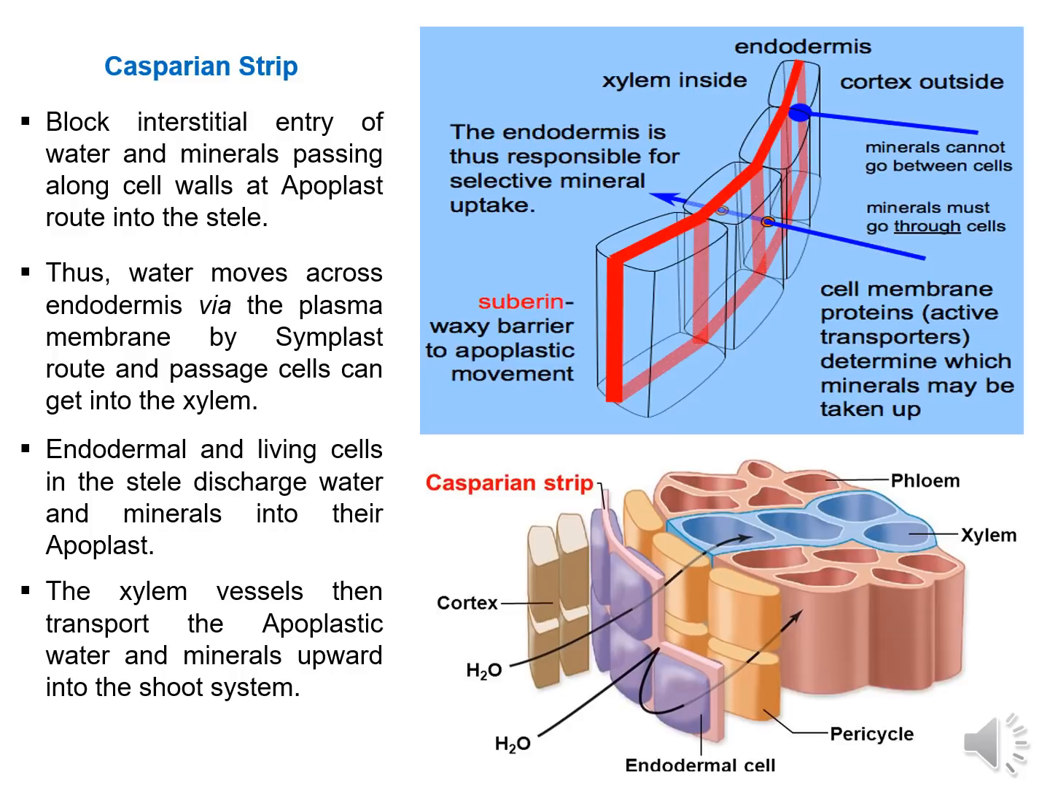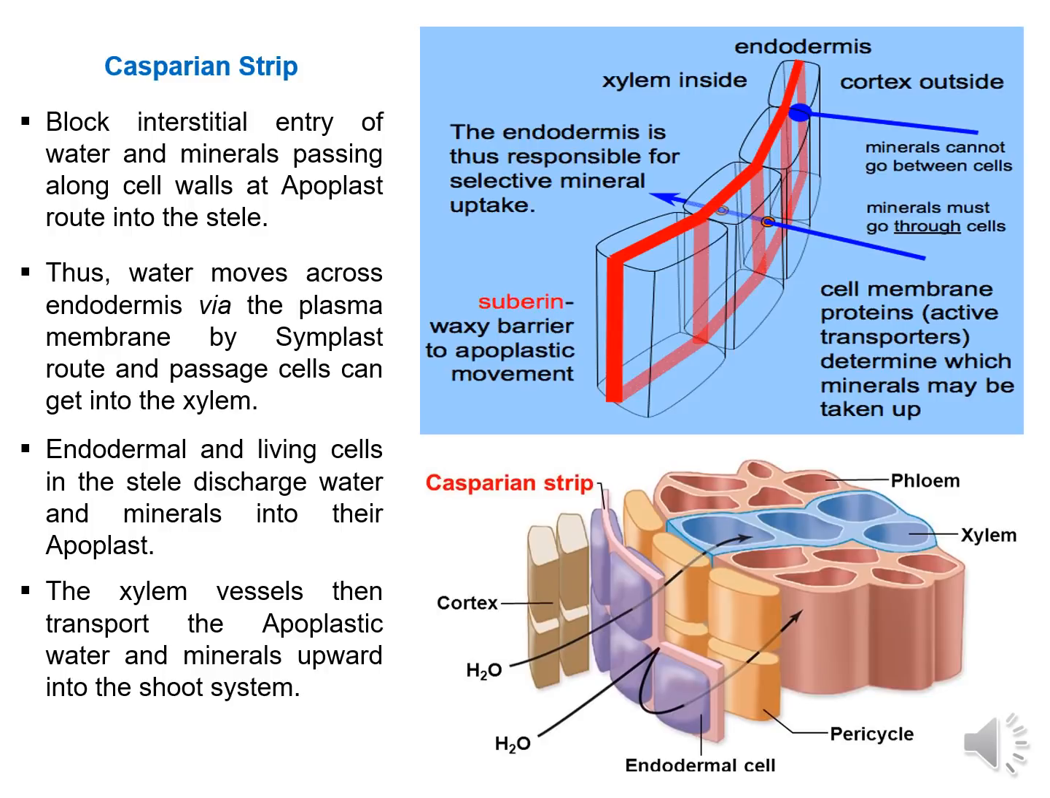Endoderm and living cells in the stele will discharge water and minerals into their apoplast. The xylem vessel then transports the apoplastic water and minerals upward into the shoot system. To cut a long story short, the Casparian strip functions to block any interstitial entry of water and minerals passing along the cell wall. They are now instructing the water and minerals to go through the symplastic route.